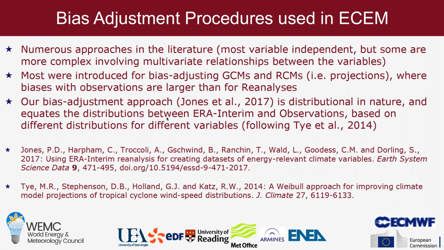In a previous webinar and in this paper in Earth System Science Data in 2017, we've discussed a number of approaches that have been available in the literature. Most of these are independently produced, i.e. are not involving the multivariate bias adjustments that Sylvie talked about. And most of these were introduced for bias adjusting GCMs and RCMs, i.e. climate projections, where the biases compared to observations are much larger than they are for reanalysis. You can read more about our bias adjustment technique in this paper, and particularly for wind speeds, you can look at this paper by Tai et al., which uses the Weibull distribution to look at wind speeds in tropical areas, in particular tropical cyclone wind speed distributions.